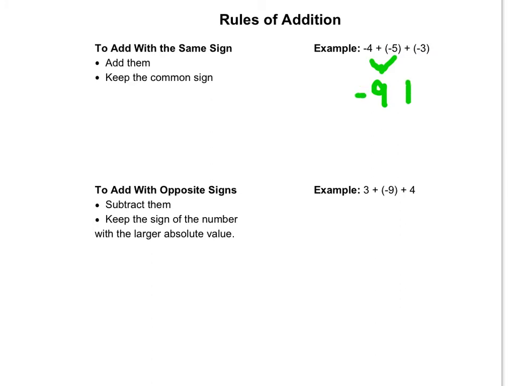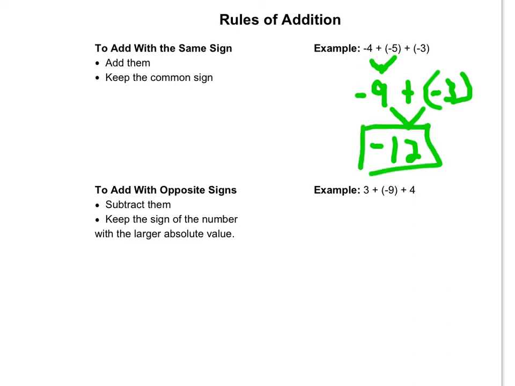Well, I'm not done because now I have to add on -3. And again, I've got a negative plus a negative. They're the same sign. Okay, so I'm going to add the numbers. 9 plus 3 is 12. And I'm going to keep the negative sign. Okay, easy peasy. Should be a piece of cake.